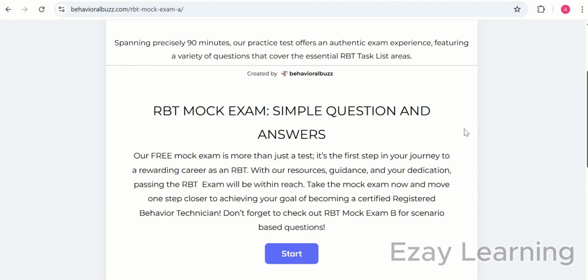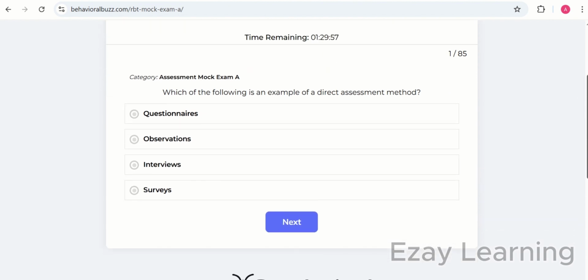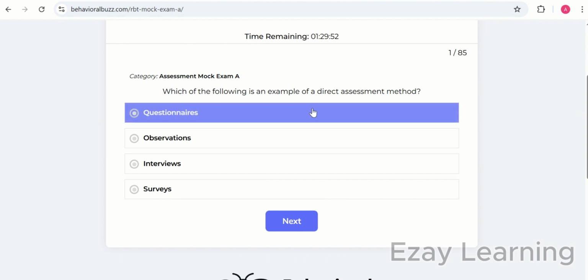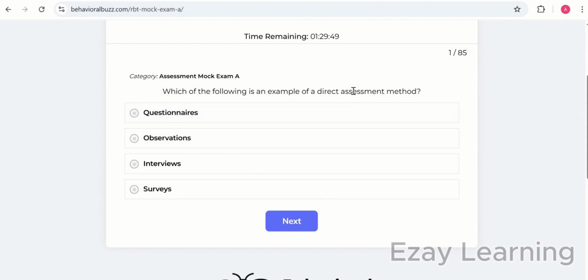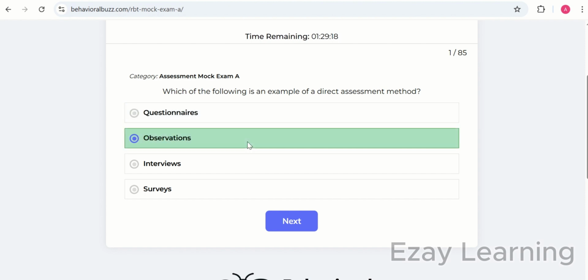So starting with the simple question and answers. Which of the following is a direct assessment method? By the term direct, it means you will be doing it directly on the client, like you are not taking the data from the caregivers or from other people. You are taking the data directly from the client. So in terms of observation, interviews and questionnaires, you basically take data directly through observations.